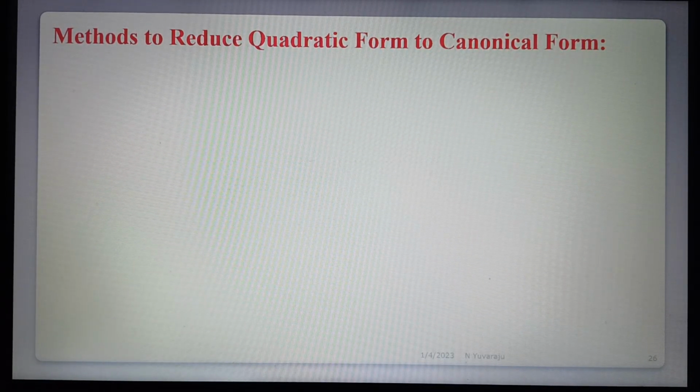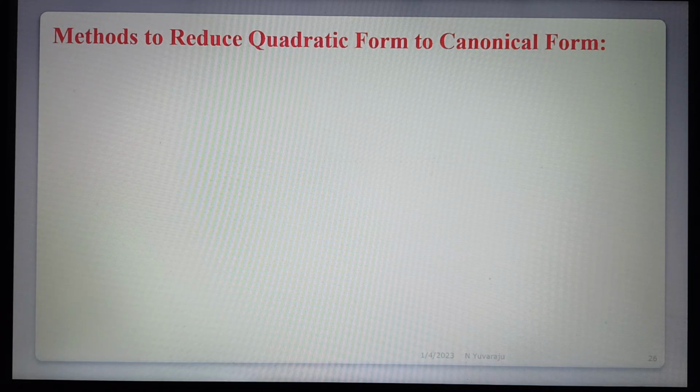Hi students, today the topic is methods to reduce quadratic form to canonical form. In the previous lecture, we already discussed one of the methods, that is the first method, orthogonal transformation. In that method, we saw how to convert a given quadratic form to canonical form. So the first method is completed.